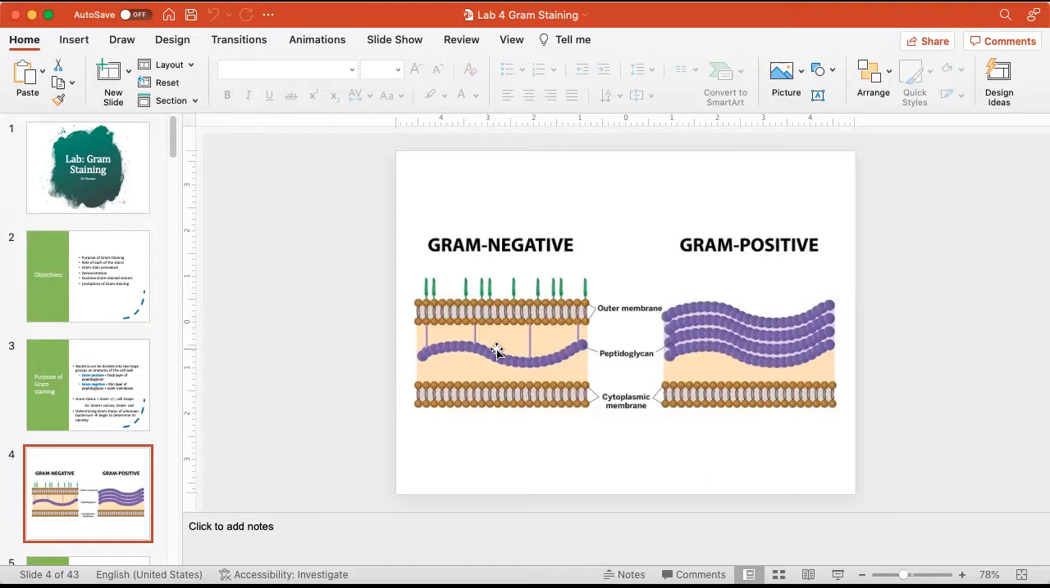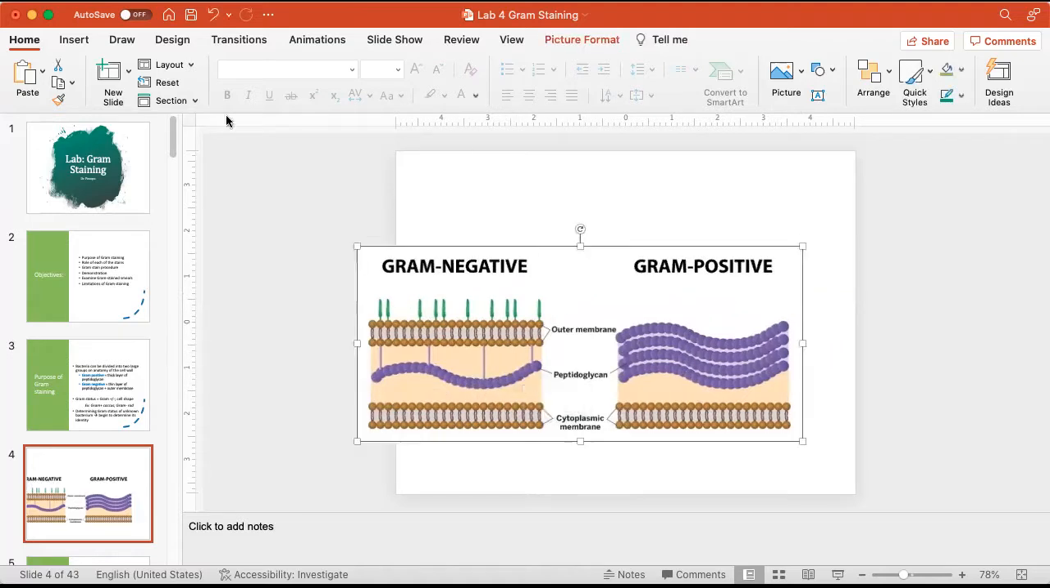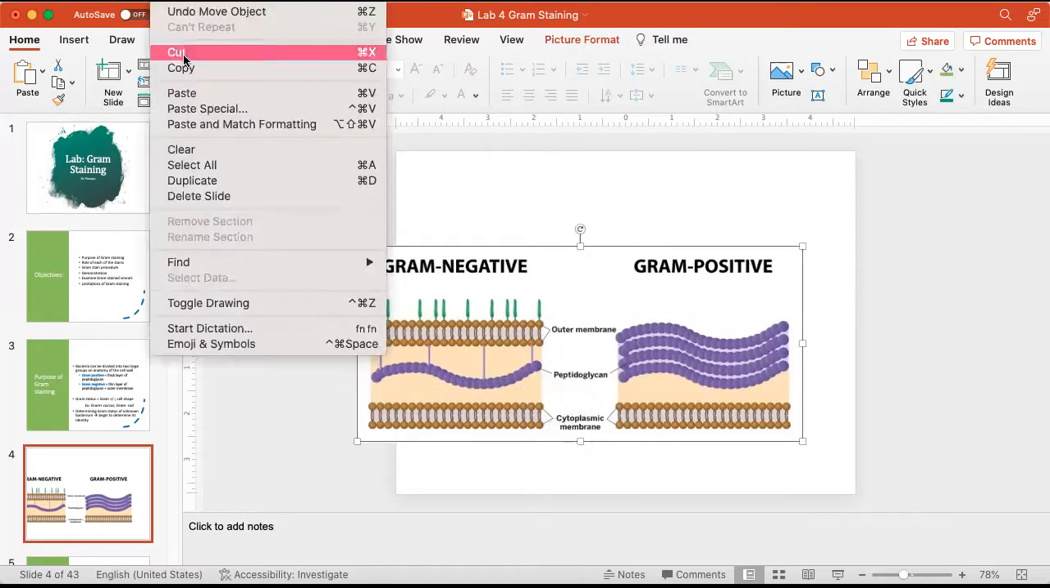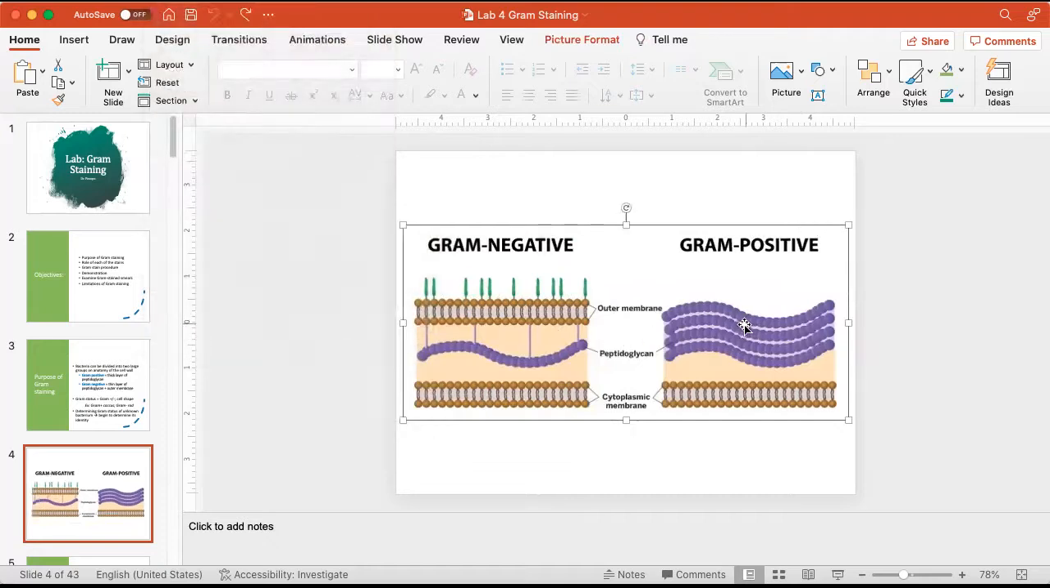Now take a look at the drawing on the left. Here's the cell membrane again in brown. Here's the peptidoglycan layer, the cell wall. Notice how thin it is. Much thinner than what you see on the right. Nice thin layer of peptidoglycan. But that's not all. We also have this.